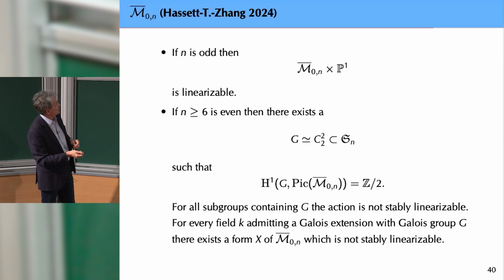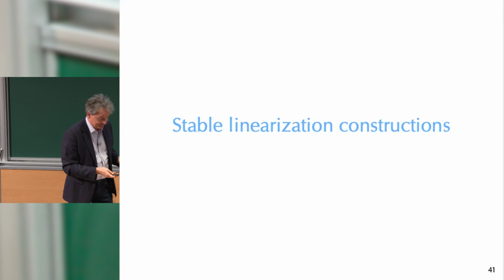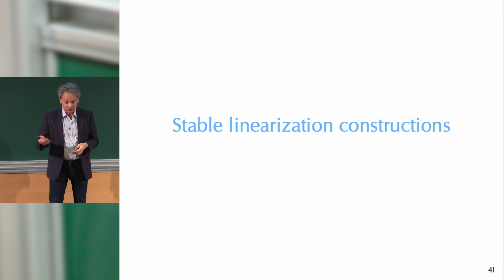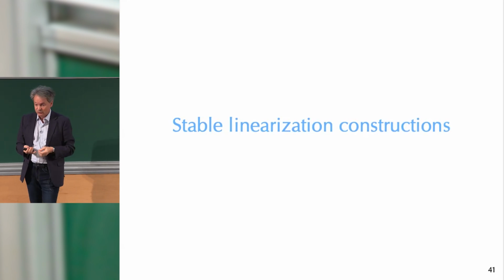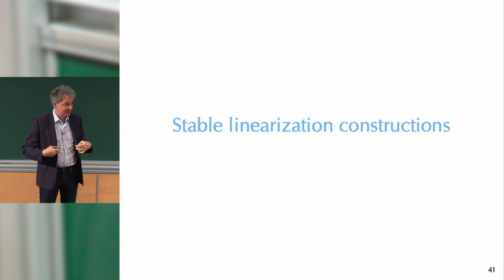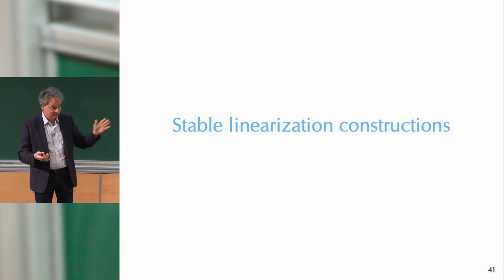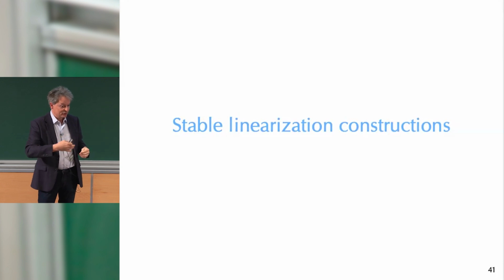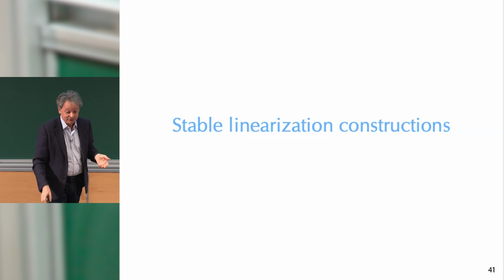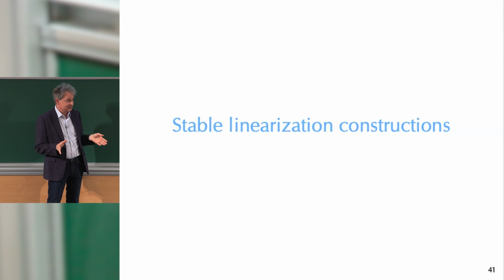But all right. And finally, I wanted to talk a little bit about some stable linearization constructions. So at the very beginning, I said, let's say over the complex numbers, it's very, very hard to produce varieties that are not rational, but stably rational. And it's also true over non-closed fields. So over non-closed fields, this question of stable rationality is really a difficult question.